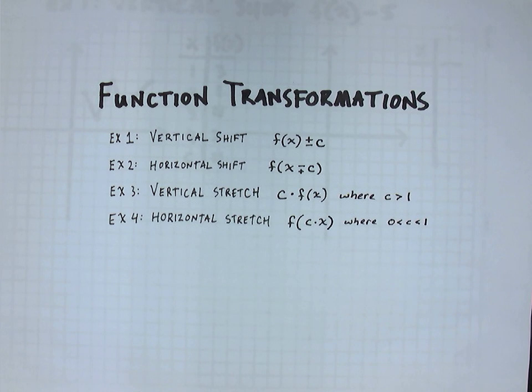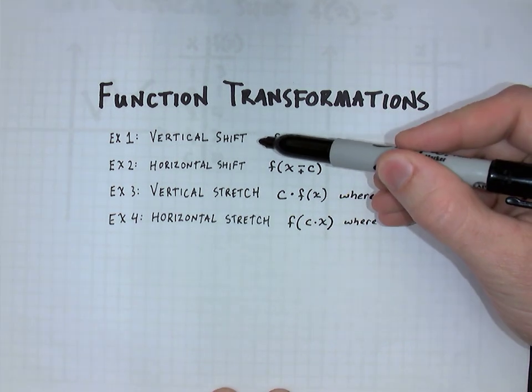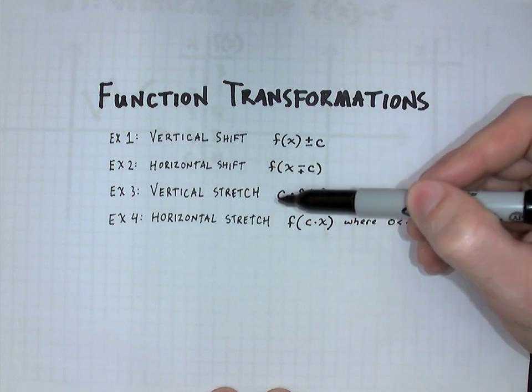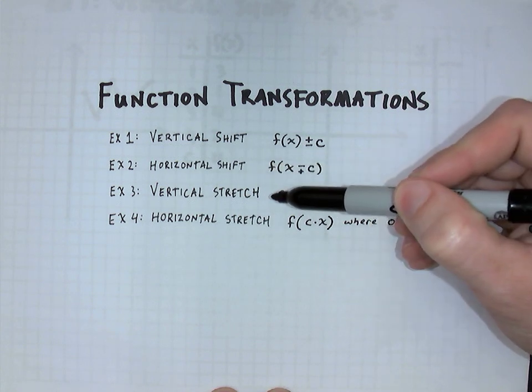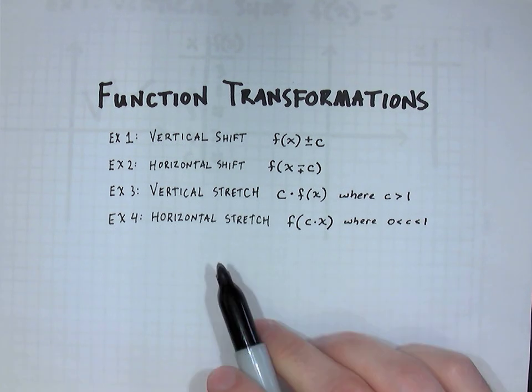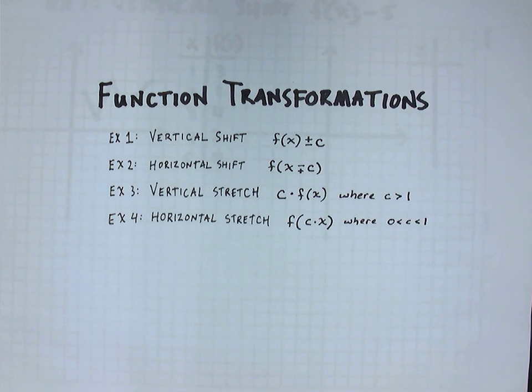We can do things that affect the inputs, or we can do things that affect the outputs. And we can affect these inputs and outputs in either an additive way or a multiplicative way. So we'll see things like vertical shifts, where the function moves up or down the graph, horizontal shifts where they move left or right, a vertical stretch, and you can also do a vertical compression, or a horizontal stretch. Of course, there's also horizontal compressions where the function stretches out in the x direction.